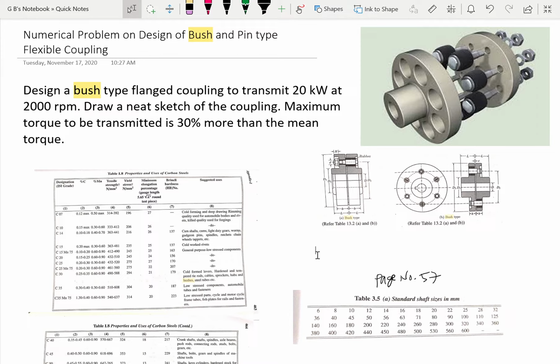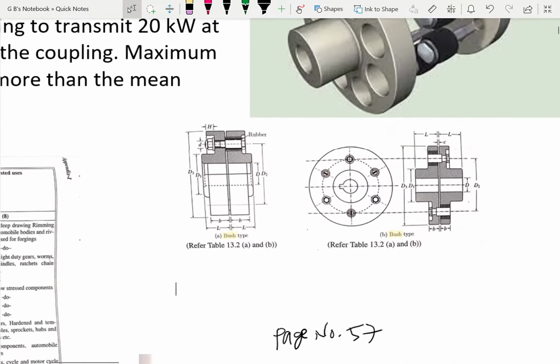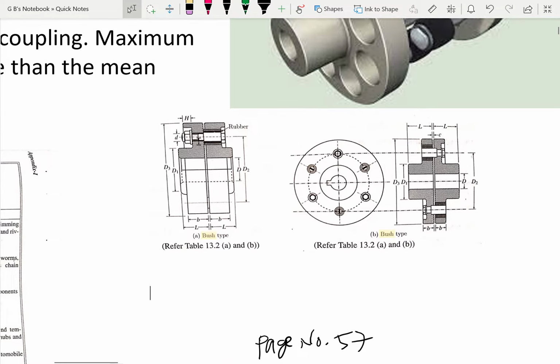Numerical problem on design of bush and pin type flexible coupling. Here you can see an exploded view of a typical bush and pin type flexible coupling. Here we have the pin over which we have the bush, and this is the flange, and this is the hub. Here on the other side we have nuts, you can see.